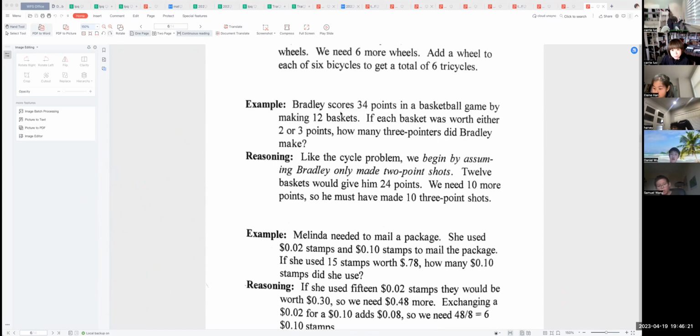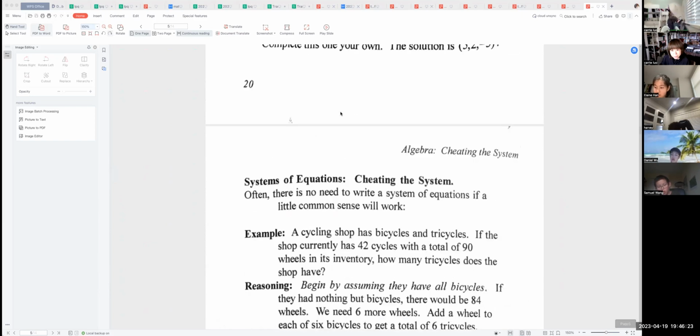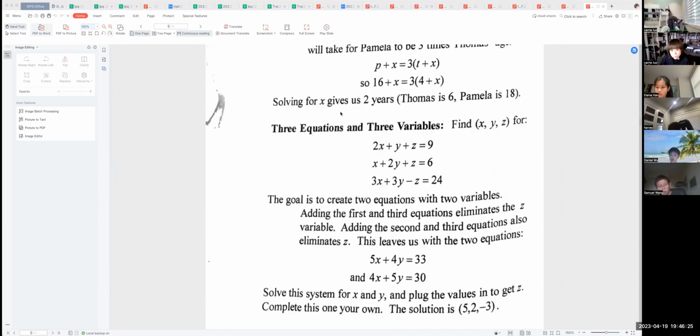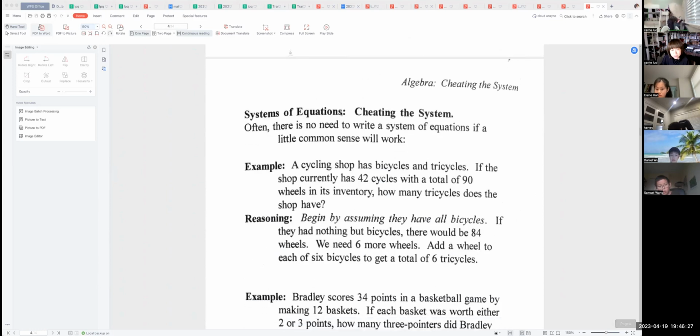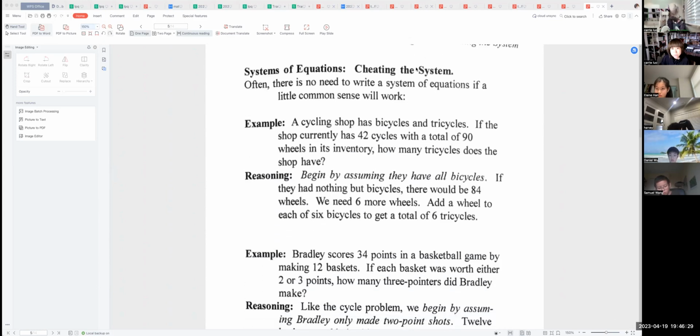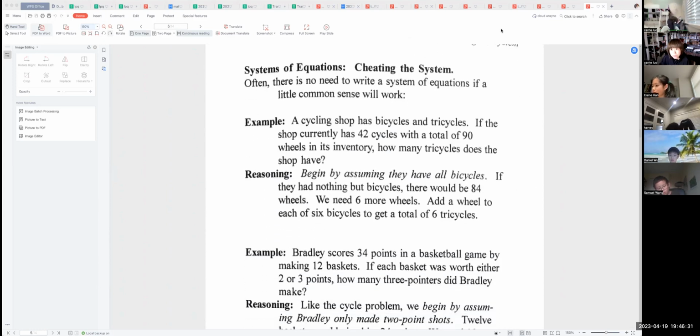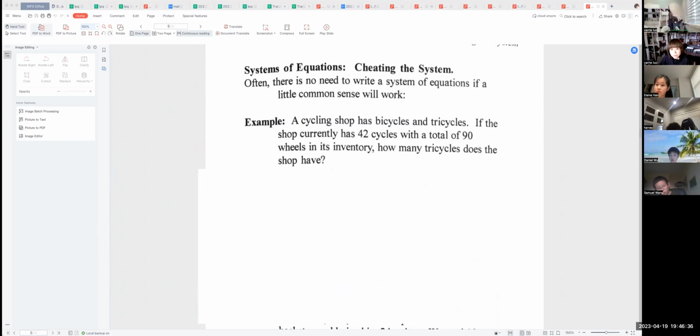So now let me just go back to the example, okay? So let's take a look at this one, okay? So everybody take a look at this one, okay? A cycling shop has bicycles and tricycles. If shops and this is just like the chicken and rabbit in a cage problem, right? How many wheels? Very simple.